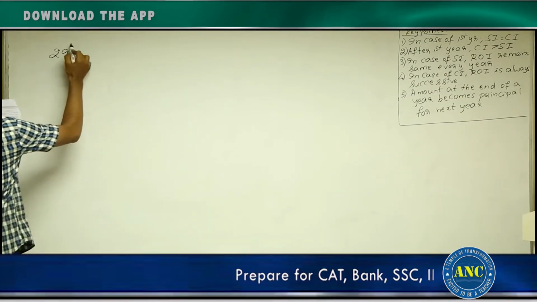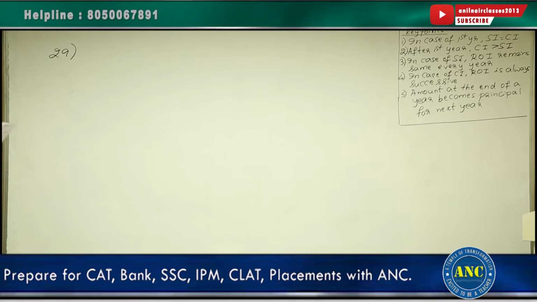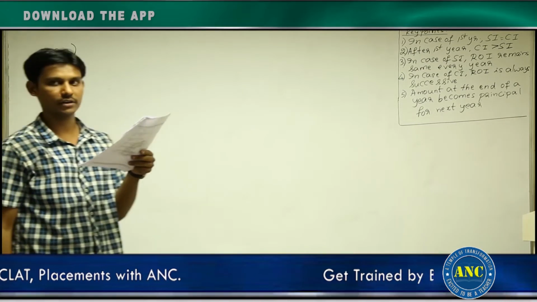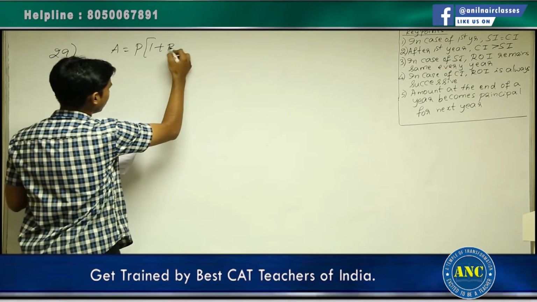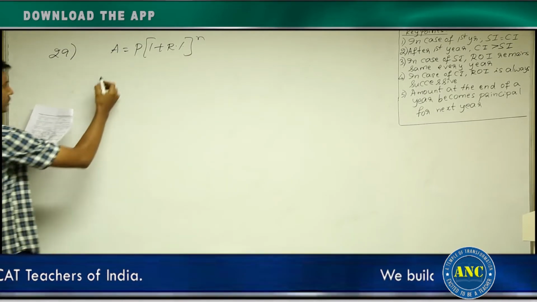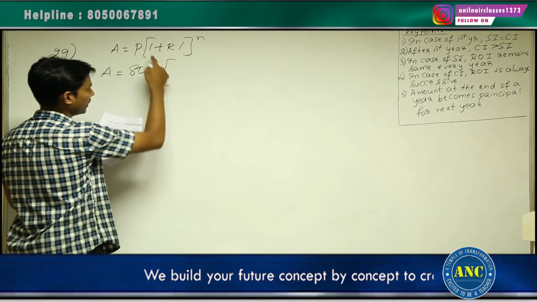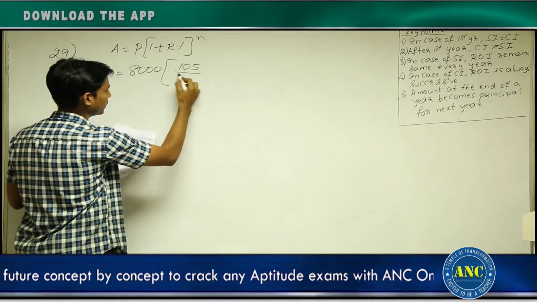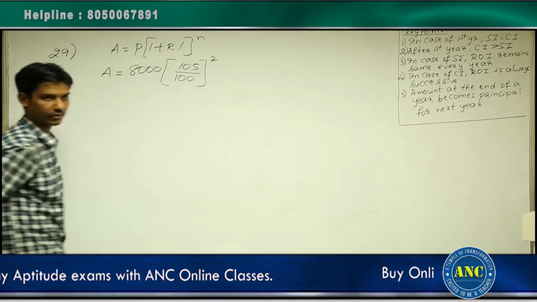Prashant invested an amount of 8000 rupees in a fixed deposit scheme for 2 years at compound interest rate of 5% per annum. How much amount will Prashant get on maturity of the fixed deposit? Please see here. Same logic. Amount is principal into 1 plus r percentage to the power of n in terms of compound interest. Amount is what I need to find out. Let me call it A. Principal is given as 8000. 1 is nothing but 100%. 100% plus 5%, 105%. 105 by 100. Number of years given is 2 years.